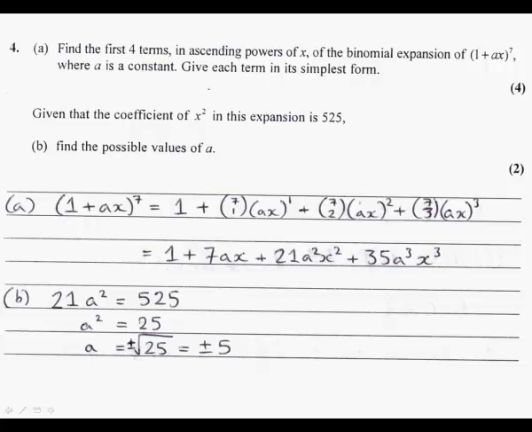And getting rid of the brackets for the (ax) squared and (ax) cubed, we get a final answer of 1 plus 7ax plus 21a squared x squared plus 35a cubed x cubed. For part B, we're told that the coefficient of x squared is 525, which is the same as the 21a squared we wrote down in part A. So 21a squared is 525, divide by 21 to get a squared is 25, square root that to get plus or minus the square root of 25, which is plus or minus 5.